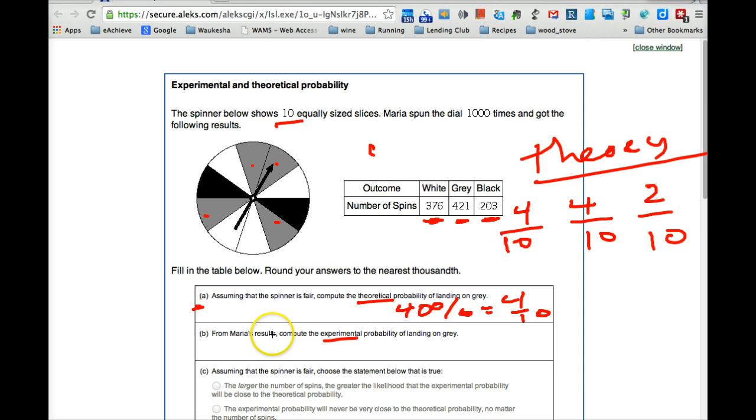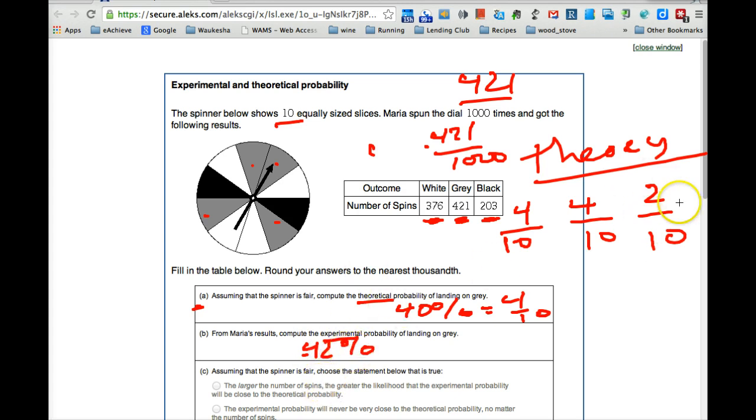Then it says for Maria's results, compute the experimental probability of landing on gray. Well, it looks like they spun it 1,000 times, and 421 times it landed on gray. If we do 421 divided by 1,000 on a calculator, you're going to get 0.42 or 0.421, and that makes it 42%. So there's about a 42% chance that it's going to land on gray when you do the experiment.